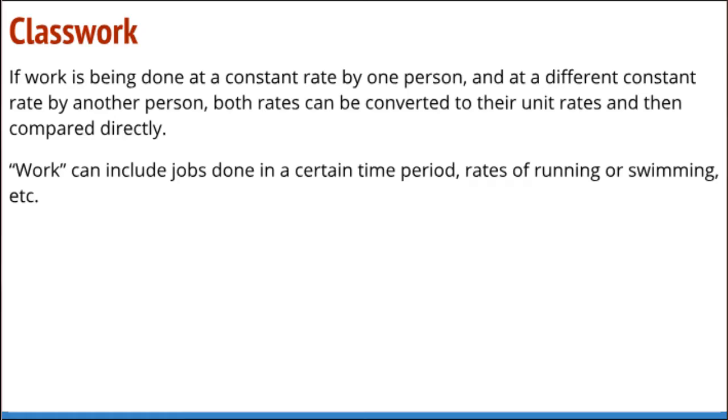So if work is being done at a constant rate by one person and at a different constant rate by another person, both rates can be converted to their unit rates and then compared directly. Just like with all of our other unit rate questions, our goal is to take a rate, get it down to the unit rate, so that we can make a comparison between rates. Just like shopping with money, just like speed, we are trying to get things that are comparable.